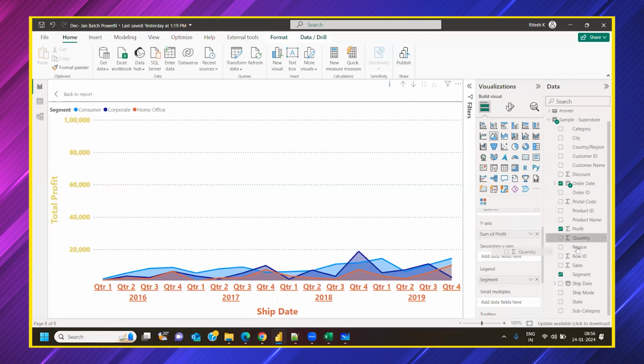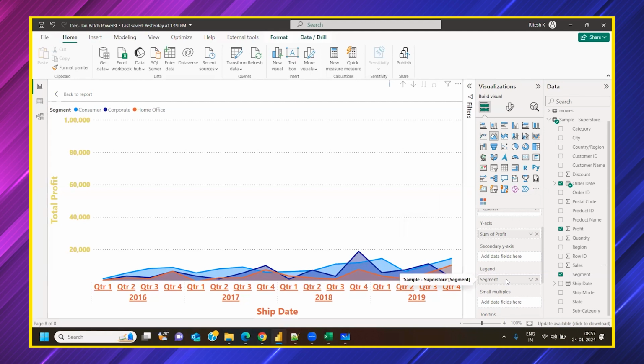Now, if I drag and drop something, since it is a secondary y-axis, maybe I'll drag profit, I'll drag sales. It is not taking. That is the behavior of line chart, and that is the behavior of area chart. If you're using secondary y-axis, legend will not play an important role.